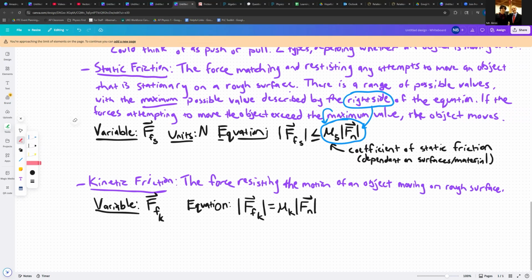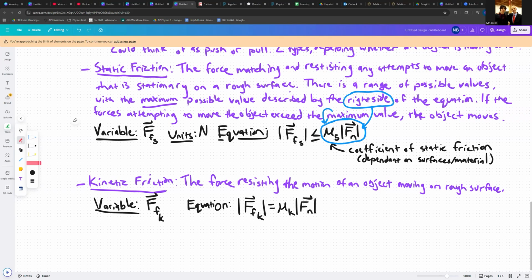Okay, so to summarize kinetic friction, if something is moving or sliding on a surface that is rough, then kinetic friction is the force resisting the motion. So if the object slides to the right across the floor, that's its velocity direction, then kinetic friction acts to the left in the opposite direction, right? Opposing, resisting that direction of the motion of the object.